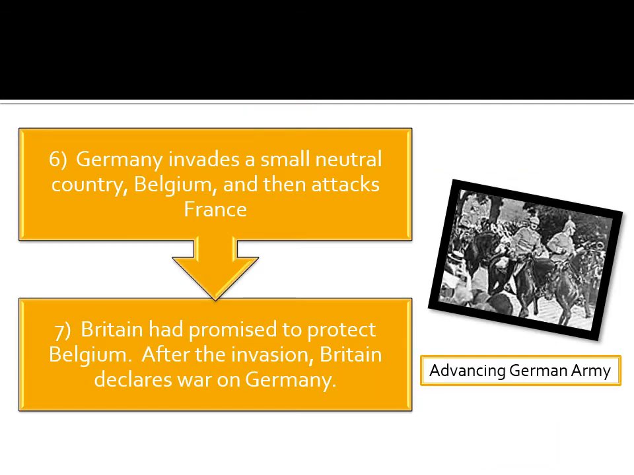Final steps continued. Germany invaded a small neutral country called Belgium and then attacked northern France. This was known as the Schlieffen Plan. Next, Britain, who had promised to always protect Belgium, declared war on Germany.